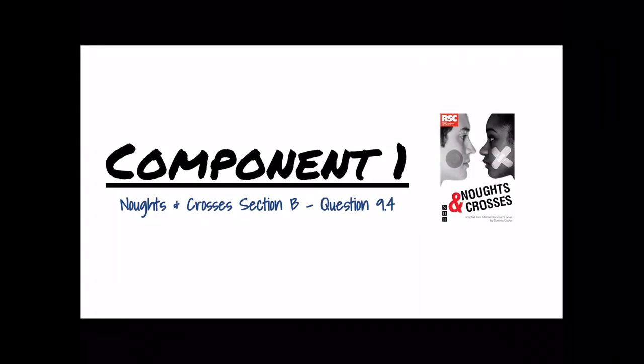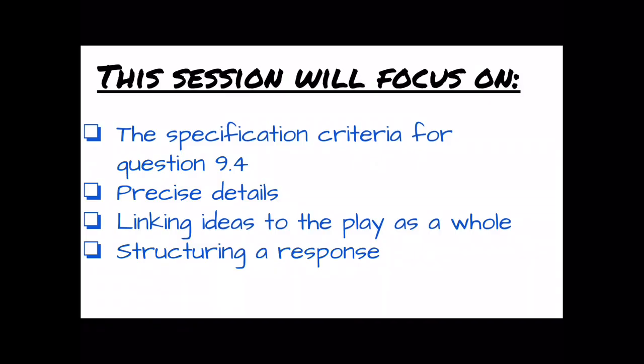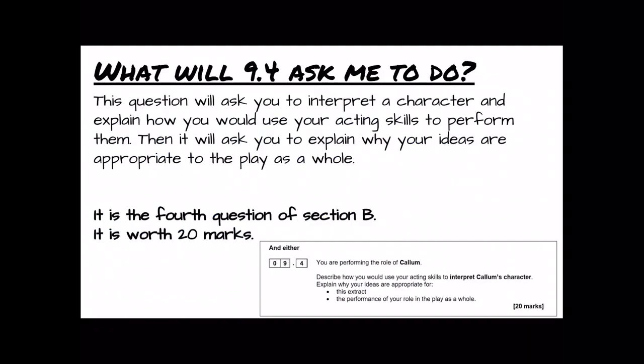This is the final session for Section B Noughts and Crosses, and it will be focusing on question 9.4, the 20-mark question. So this session will focus on the specification criteria for question 9.4, using precise details, linking ideas to the play as a whole, and then structuring a response.